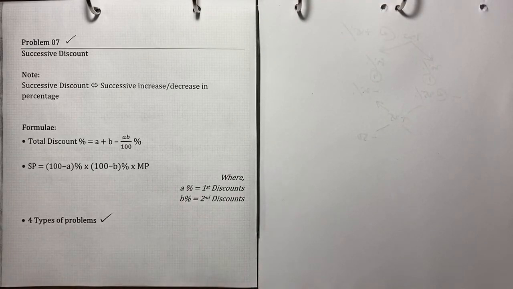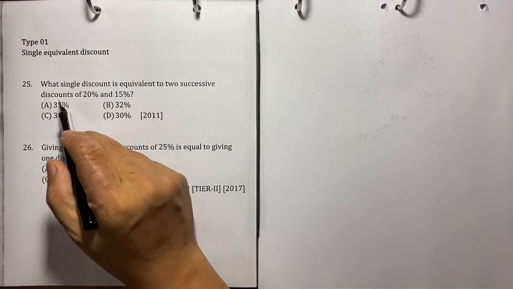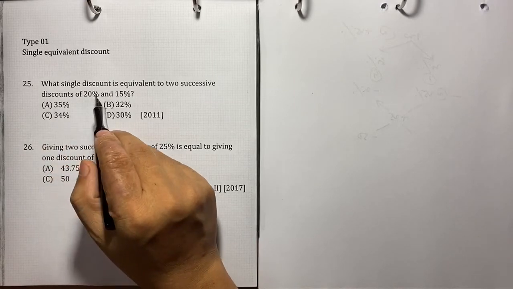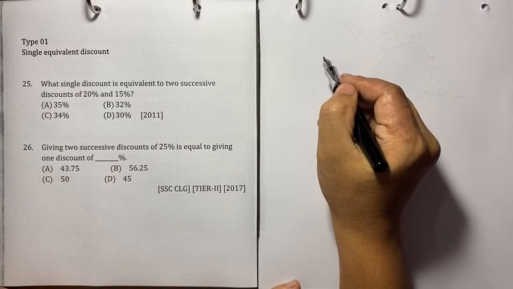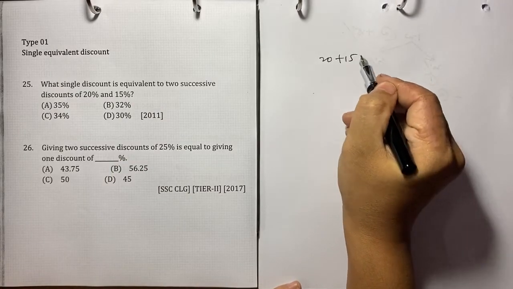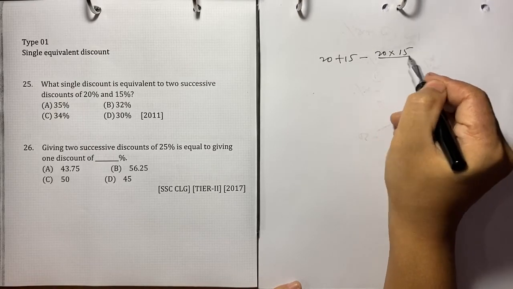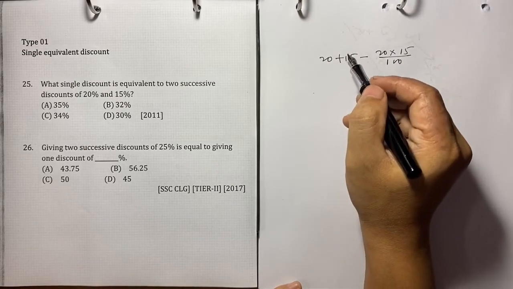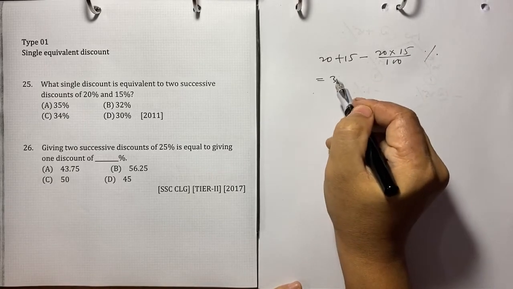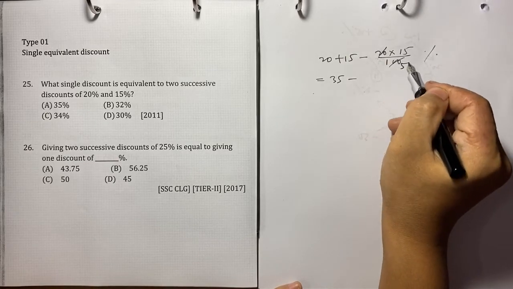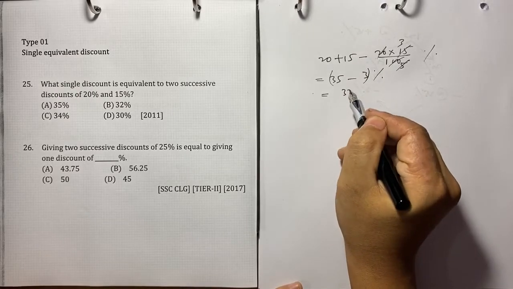Four types of problems. Single equivalent discount: what single discount is equivalent to two successive discounts of 20% and 15%? It is a direct formula applied here. If you are confused about the sign convention, for the formula, a discount is a decrease, so take plus. So in this case it will be 35, then 5, cancel the bullet 3, so it will be 32%.